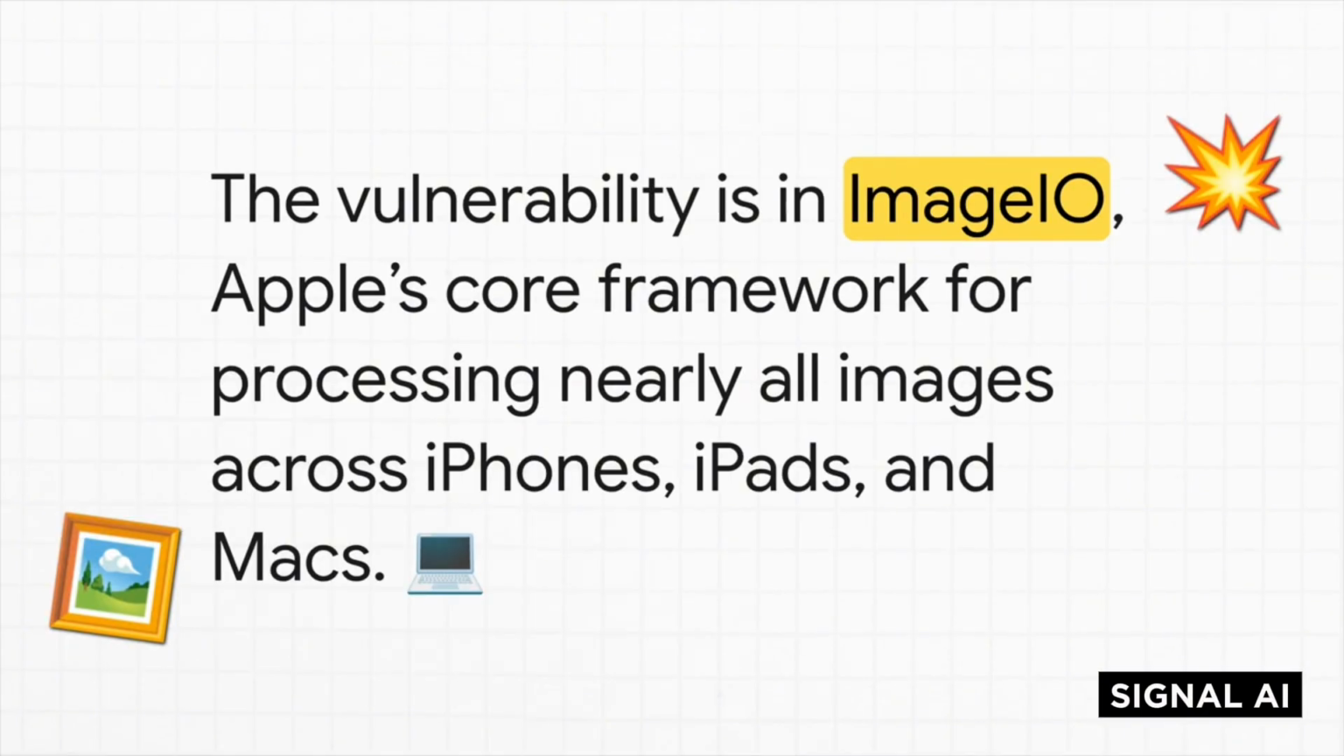So where's the weak spot? Well, it's in a really deep, fundamental part of your device's system called ImageIO. Now, this isn't some app you downloaded. No, this is the core engine that handles pretty much every single image you see, your PNGs, your JPEGs, all of it. It's running on your iPhone, your iPad, and your Mac.